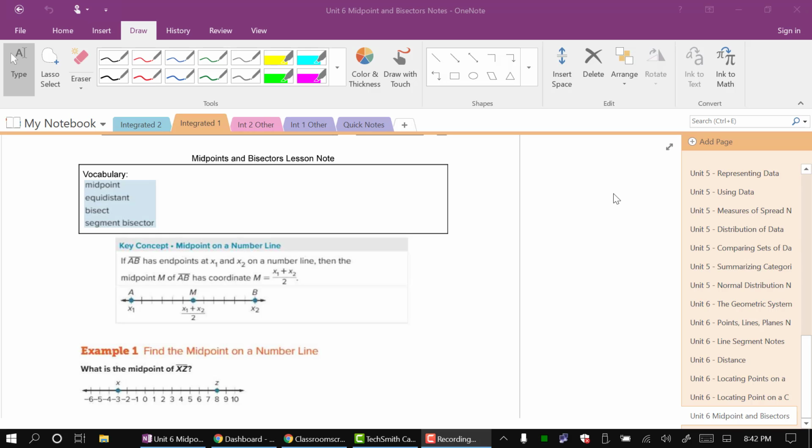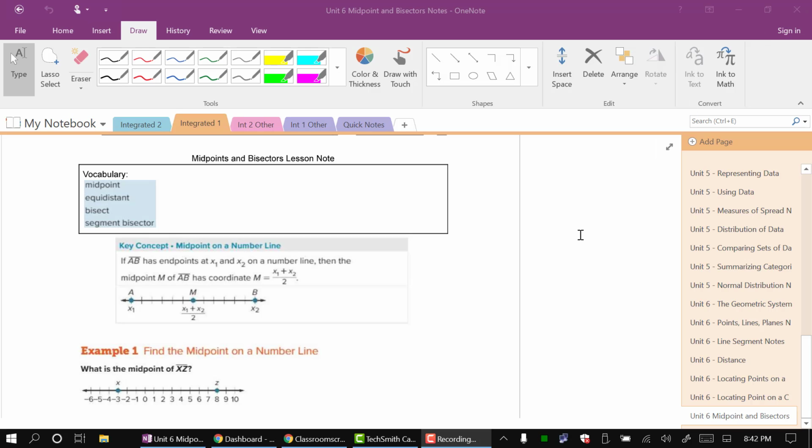So if AB has endpoints at x1 and x2 on a number line, then the midpoint M of AB has the coordinate M equals x1 plus x2 divided by 2. This formula should look familiar to you. This is one of the formulas that we used when we were finding the median of a number. We added the two numbers up and divided by 2. This is also a formula for average.